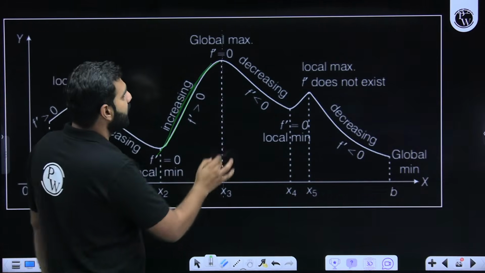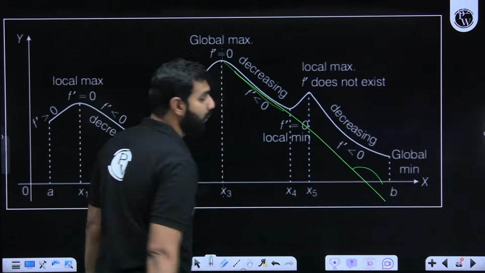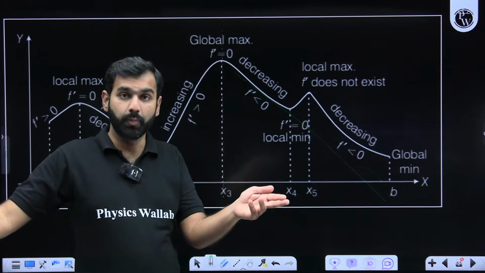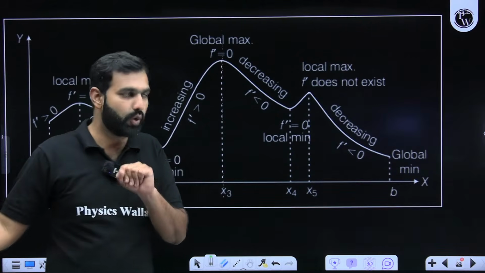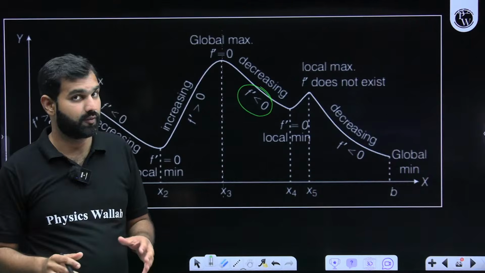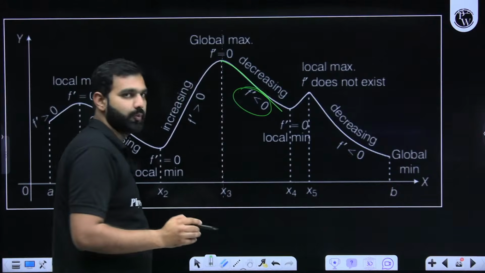Second part. If the function is decreasing and you draw any tangent at any point, that will be making an obtuse angle with the positive x-axis, which means theta will be from pi by 2 to pi, which means tan theta will be negative. And if tan theta is negative, we know that dy by dx, that is f dash x, will be negative. So when the function decreases, you see f dash x to be negative.